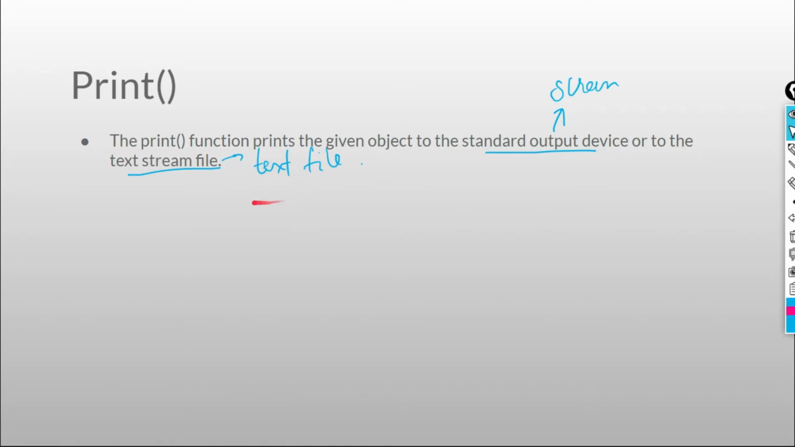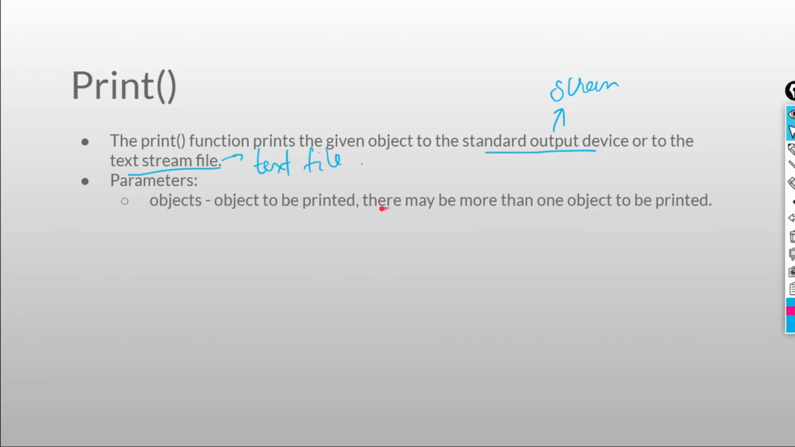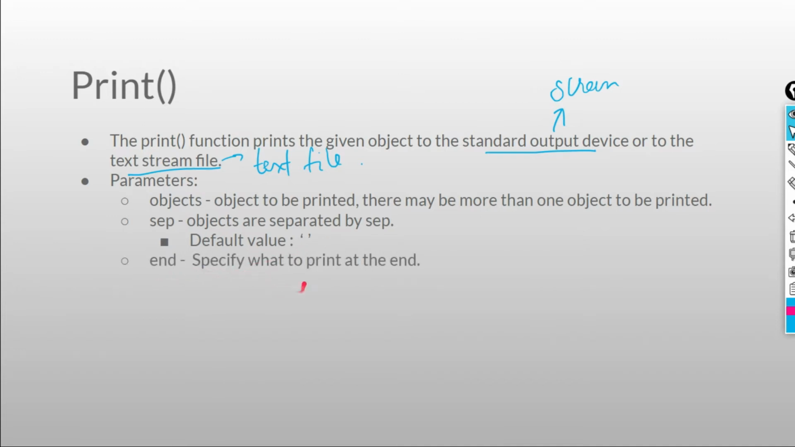The print function has the following parameters. Objects. These are the objects to be printed. There can be more than one object to be printed, right? The second parameter is sep. This means separator. The objects we print are separated by sep. The default value of sep is a single white space. The third parameter is end. It specifies what to print at the end of the line. The default value of end is \n, that is, new line.